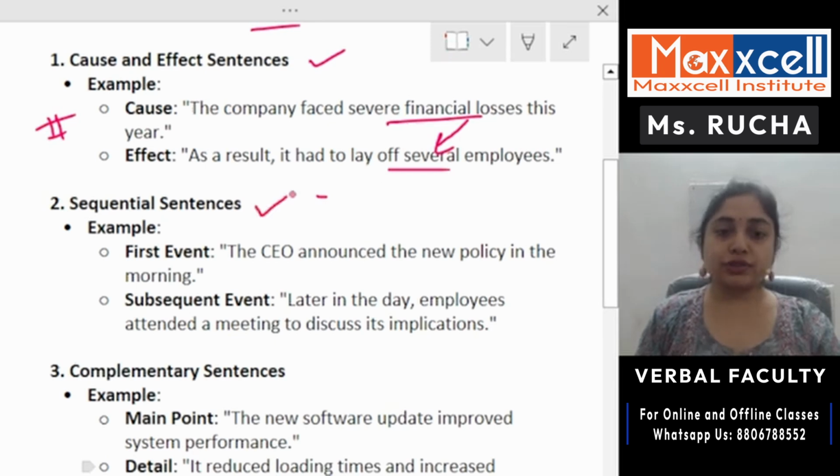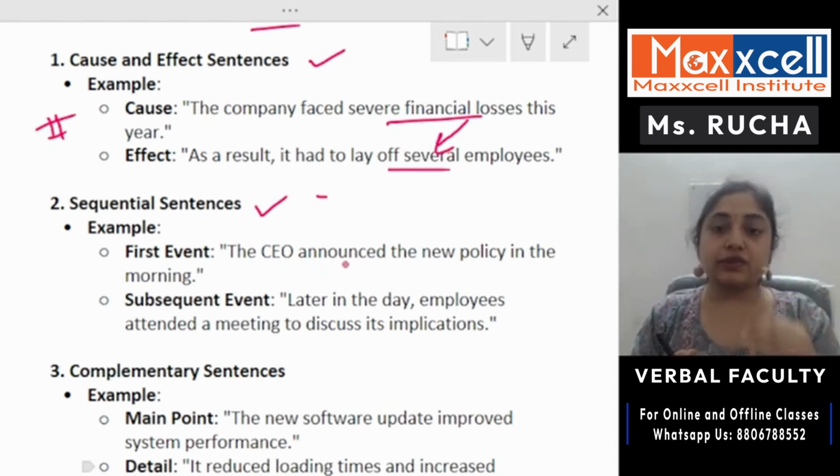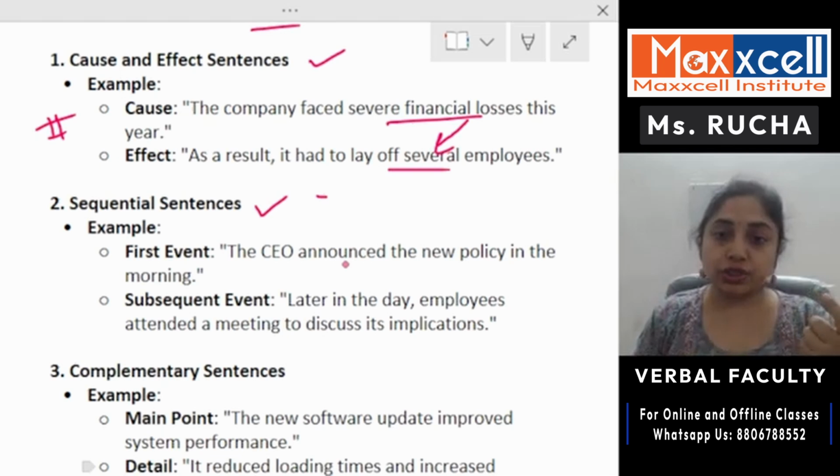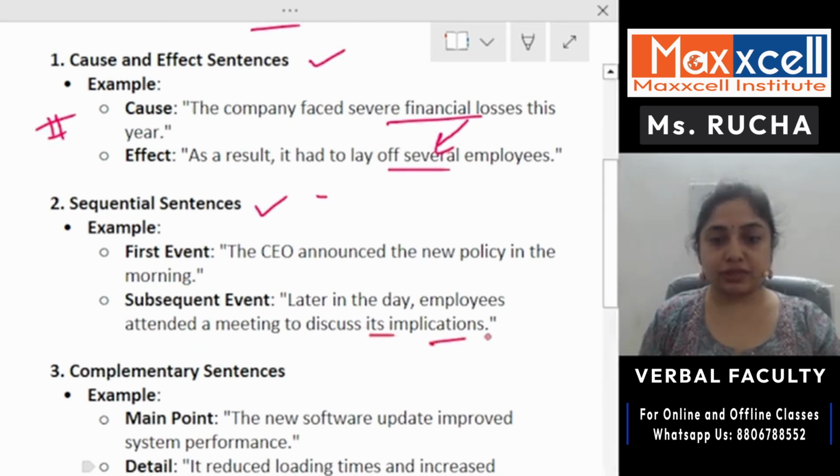Next is sequential sentences. Sequential sentences are the sentences which obviously should come first and second in the order. There is logical sequencing there, right? Let us go through one example for the same. The CEO announced a new policy in the morning. Later in the day, employees attended a meeting to discuss its implications.